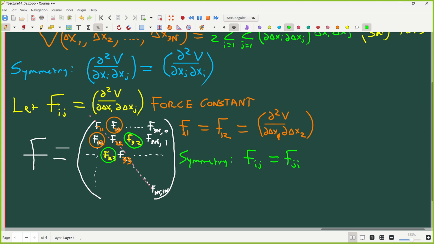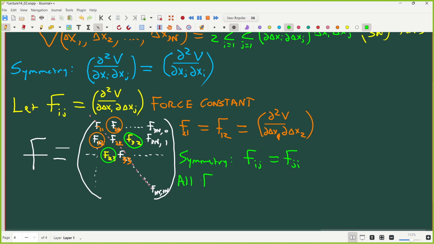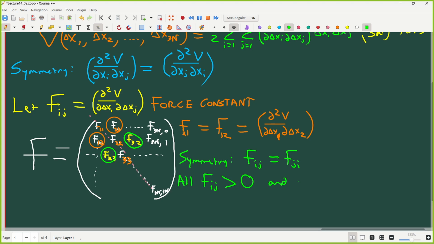And what's even better is that all the Fij values are greater than 0 and real. Because again, remember we're expanding around a minimum. So the curvature of the potential at the minimum is always this way. So it's always going to be positive. If you have a minimum, the second derivative is positive. It's convex up. So all of the values in this matrix are positive, real, and it's symmetric about the diagonal.